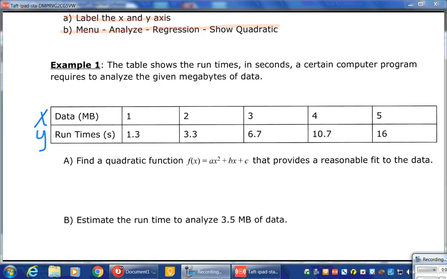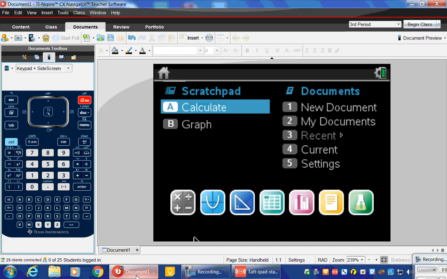So first it says find a quadratic function in the form f of x is equal to ax squared plus bx plus c that provides a reasonable fit to this data. So that is the standard form for a quadratic. So we're going to do a quadratic regression is what that's telling us. Even though here all of our data is increasing, that's showing that at some point it's going to decrease, either later or before when our data is negative, which would not apply for any of our answers. But let's find out when that happens.